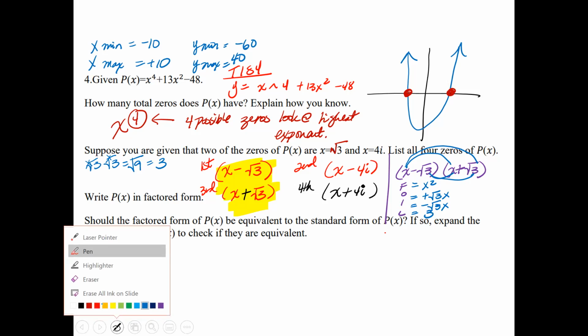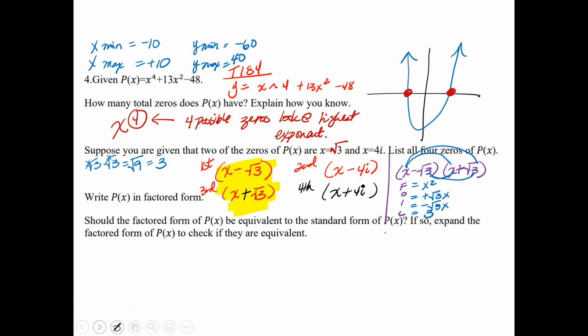Is there anything there that I can cancel out, you guys? Do you see the plus square root of 3x and the negative square root of 3x? I'm going to go ahead and cross that out. So then what is my answer? X squared plus 3. That is my answer to that first part.